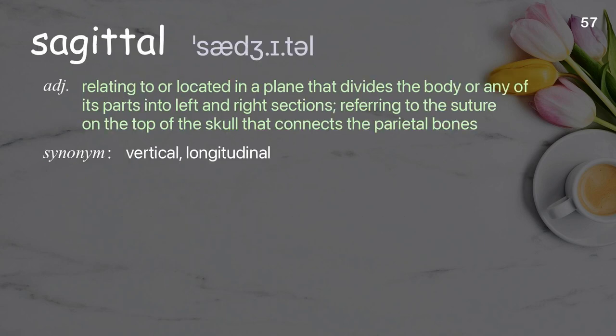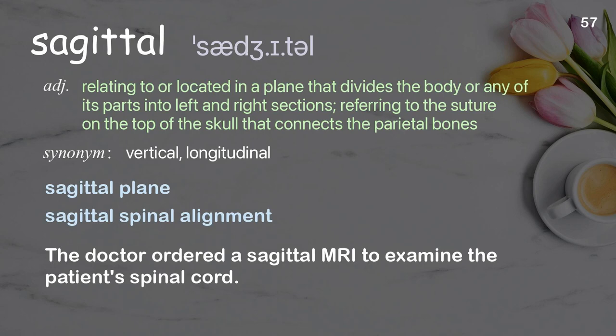Sagittal. Relating to or located in a plane that divides the body or any of its parts into left and right sections, referring to the suture on the top of the skull that connects the parietal bones. Examples. Sagittal plane. Sagittal spinal alignment. The doctor ordered a sagittal MRI to examine the patient's spinal cord.